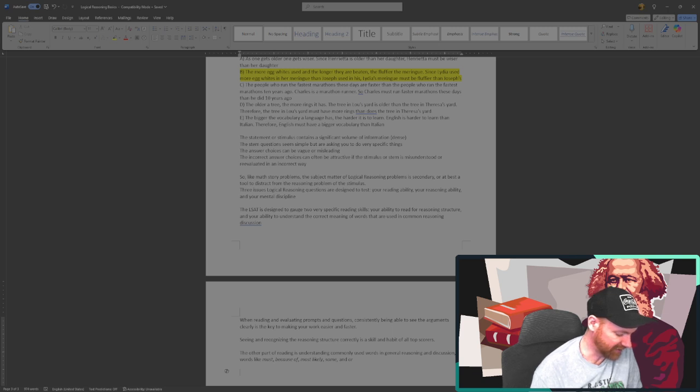Logical reasoning tests reasoning ability. Logical reasoning questions are also designed to test your reasoning ability. That is, your ability to judge or form an opinion about the information you are given in the stimulus.